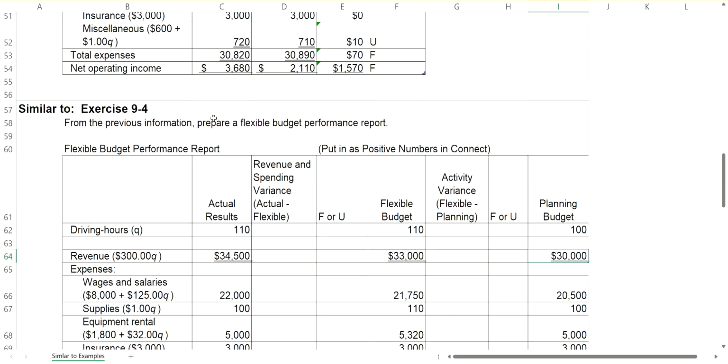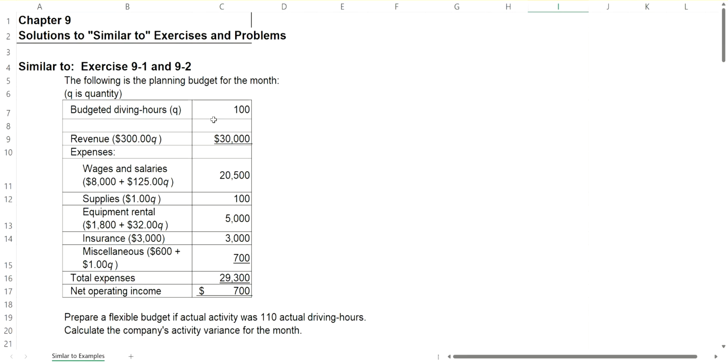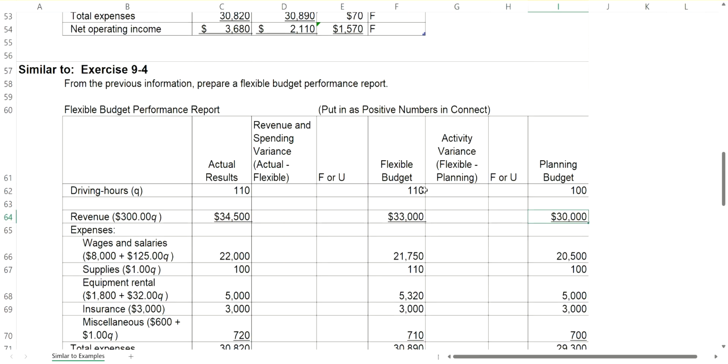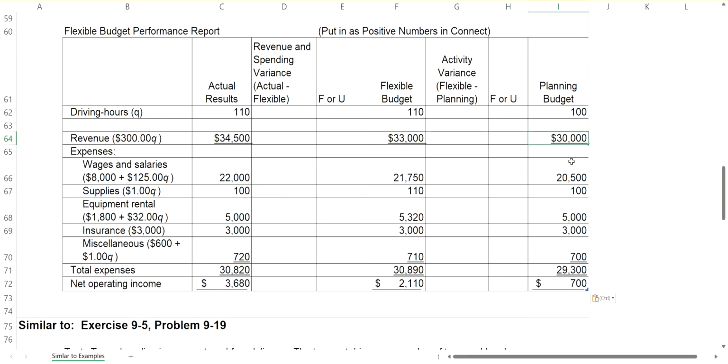And the planning budget was actually given to us way back here in exercise 1 and 2. Here was the planning budget. So all the information I have in so far was given to us in the previous exercises. I just copied it in. Now we're going to take a look at the variances.